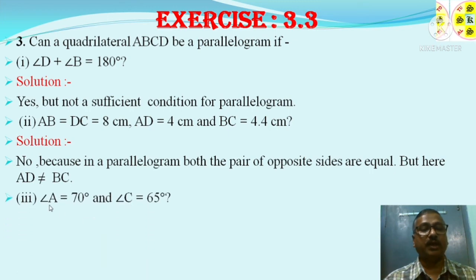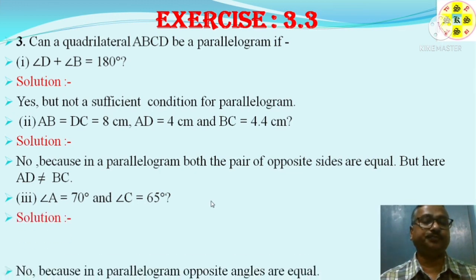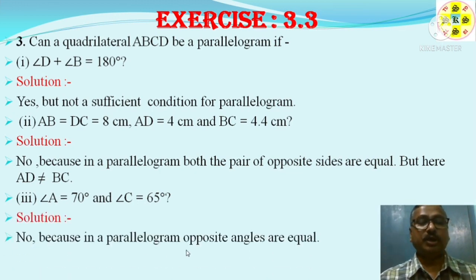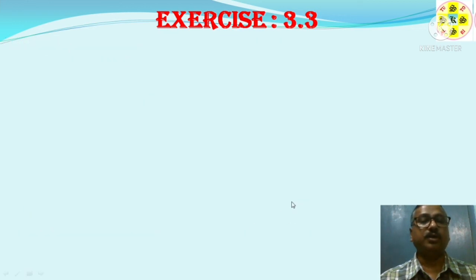Third part, angle A equal to 70 degree and angle C equal to 65 degree. Is it a parallelogram? No. The reason is, the name is given ABCD, and this should always be in cyclic form. A, B are adjacent. Now A and C are opposite, so opposite angles are not equal. So this is not a parallelogram, because in a parallelogram opposite angles are equal, but here angle A is not equal to C.